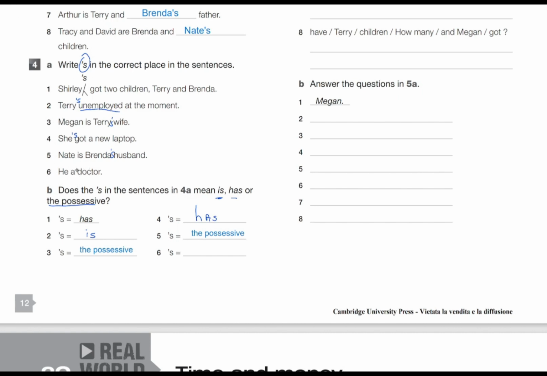Number six, he's a doctor. So here, he's a doctor. So apostrophe S, and apostrophe S means "is" here. He is a doctor, guys. Right? So exercise four is done.